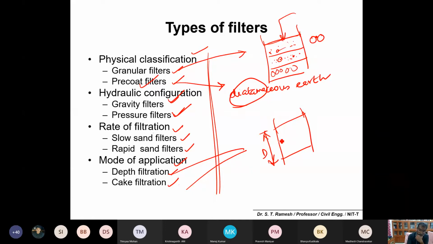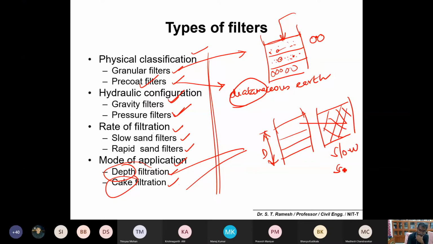Please remember, you have a stratified layer of sand here, and whatever solids come in will be removed throughout the entire depth of your filter. That you can call depth filtration. Cake filtration is where you have only one layer of sand, for example in the case of a slow sand filter, where the removal mechanisms happen only at the top. The example of depth filtration is the rapid sand filter, and the example for cake filtration is the slow sand filter.